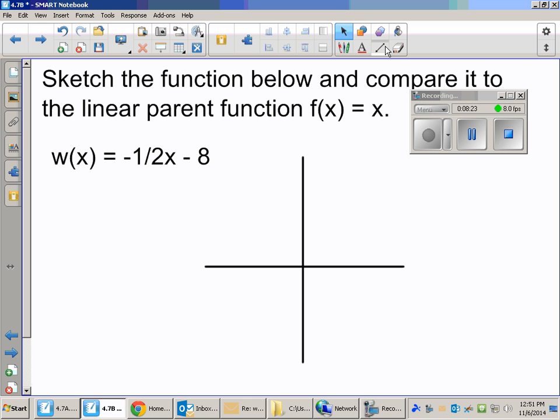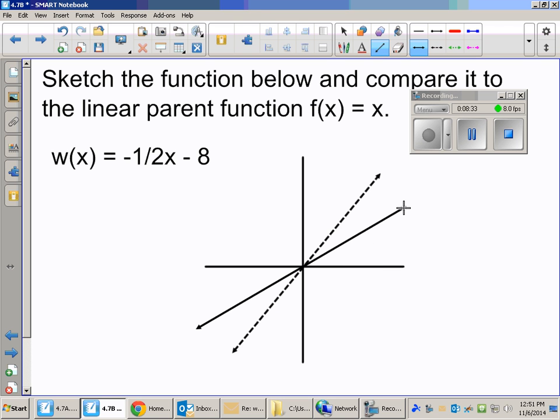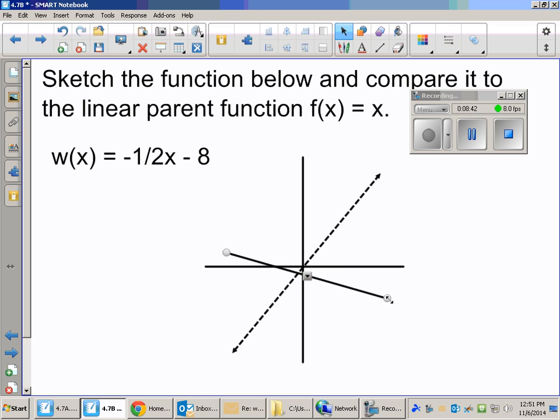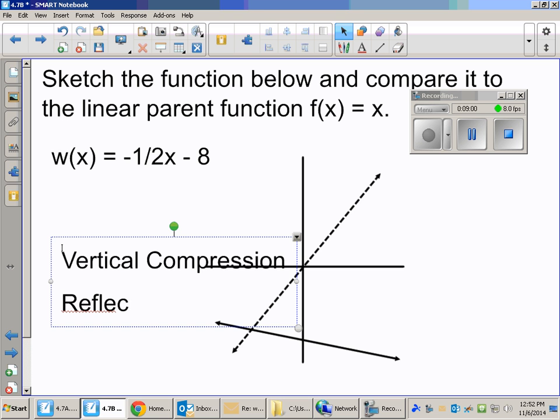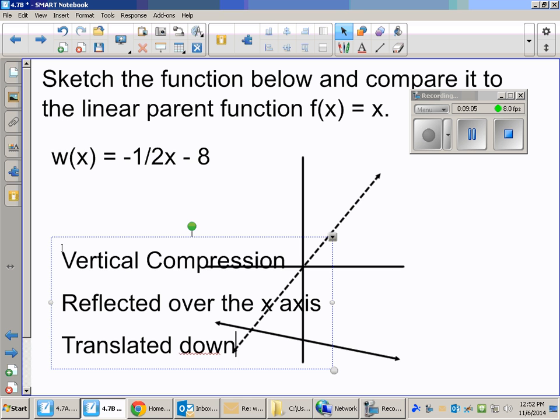All right, like every other problem we've done, we're going to start with the parent graph. This one's got quite a bit going on with it. The slope is going to be less steep, but it also has to be negative. So I'm going to make it less steep and negative, so that looks good. It needs to be translated down 8, so I'm going to put it about there. Then we need to say all those things. That's a vertical compression. It is a reflection, reflected over the x-axis, and then translated down 8.